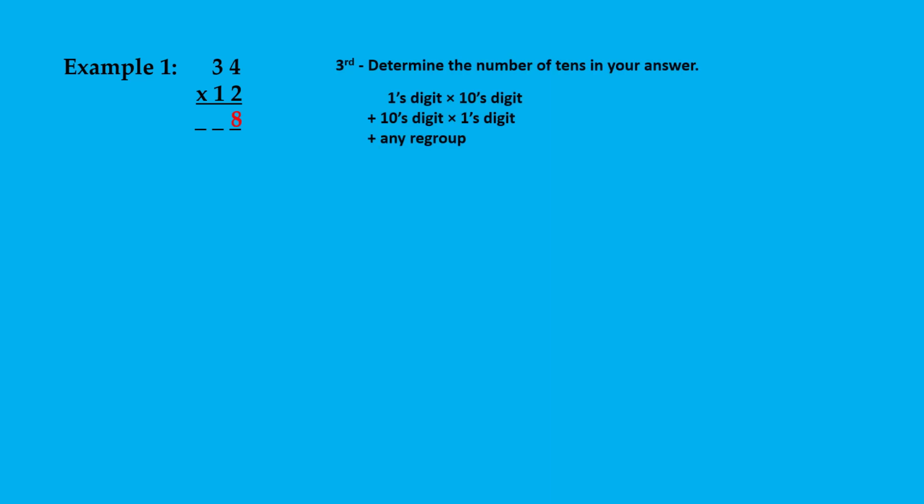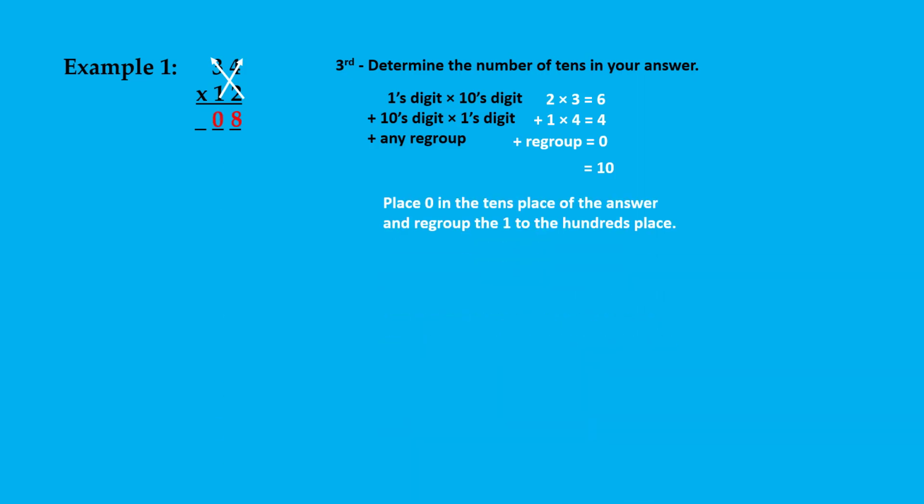Third, determine the number of tens in your answer. This will be ones digit times tens digit and tens digit times ones digit, plus any regroup. So here we go. Ones times tens, 2 times 3 is 6. Tens times ones, 1 times 4 is 4. Any regroup? No regroup. Add, we get 10. So now we place a 0 in the answer and regroup the 1 to the hundreds place.